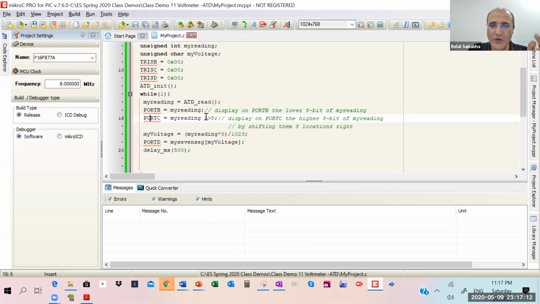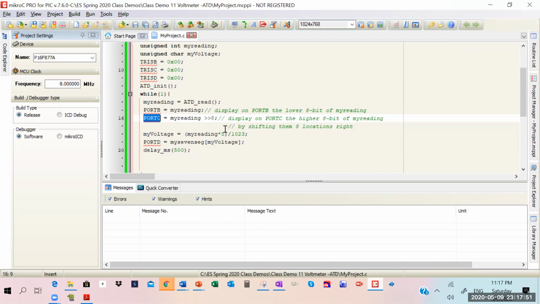Is it clear? Because my reading is 16 bit, I cannot show it all on port B, because port B is only 8 bit and port C is 8 bit. So I say my reading, put it on port B, it's going to take the lower 8 bits of my reading and put it on port B. This is just for us to see. In real applications you don't need to do that. You just take my reading and do math and compute temperature. Clear? Then my reading shifted to the right 8 times to get the higher 8 bits and display them on port C. Okay?